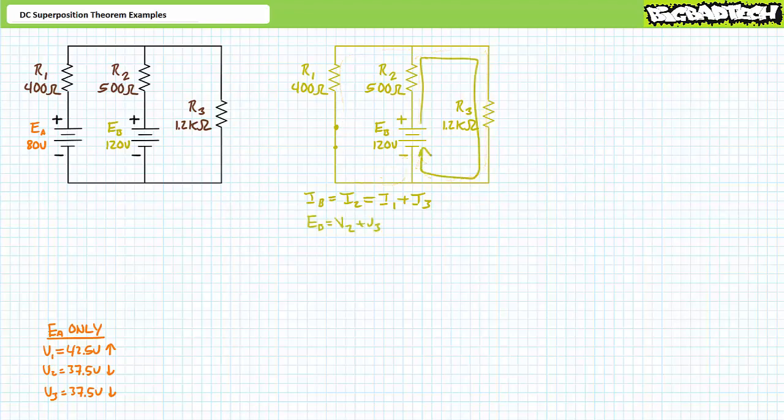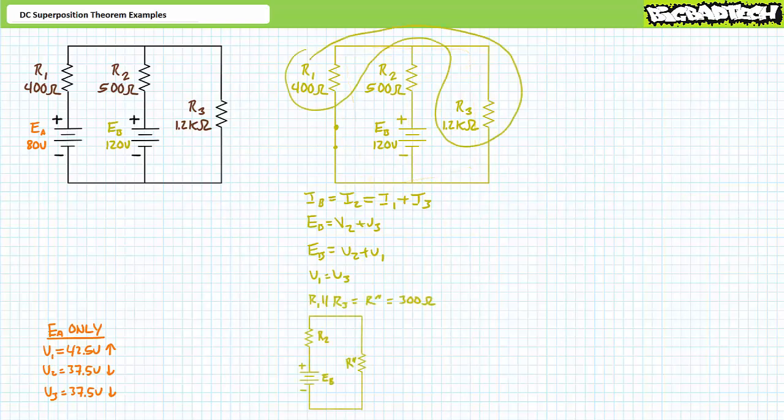A Kirchhoff's voltage law analysis of this loop on the right suggests that EB equals V2 plus V3. A Kirchhoff's voltage law analysis of this loop on the left suggests that EB equals V2 plus V1. Finally, a Kirchhoff's voltage law analysis of this third loop suggests that V1 equals V3. These analyses imply that R1 and R3 are perfectly in parallel with one another, a simplification I'm calling R double prime, where R double prime has a value of 300 ohms.